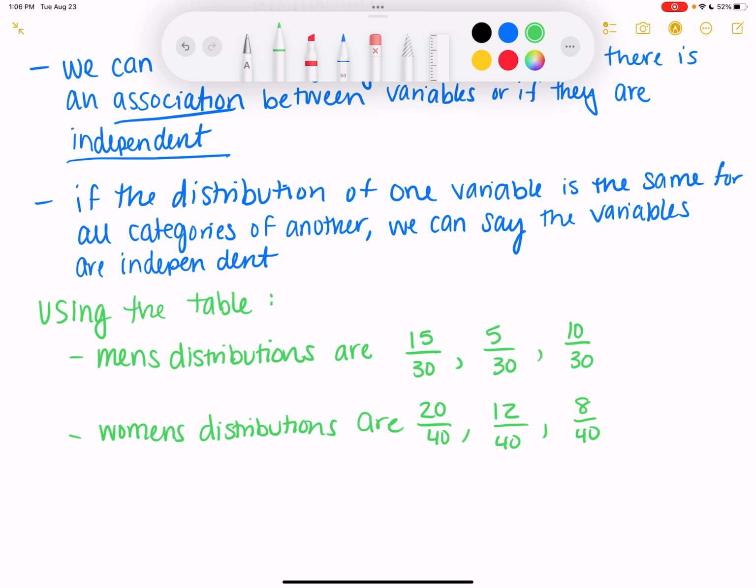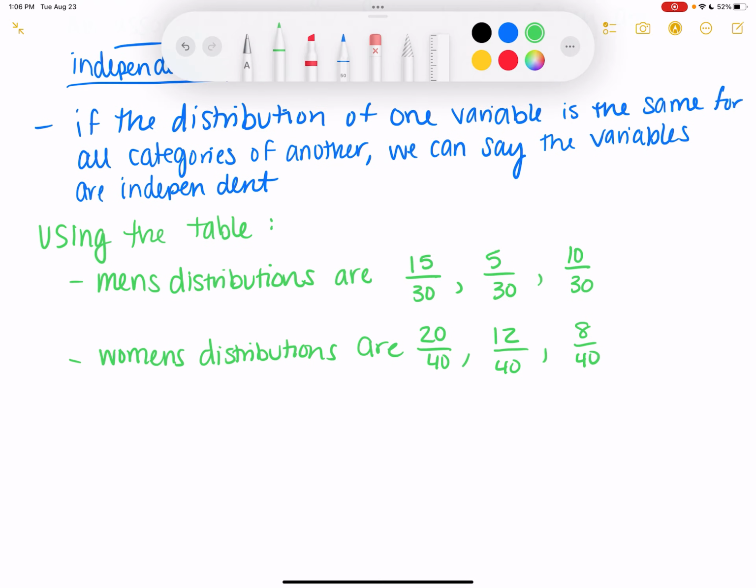So if the proportion for men that choose chocolate and women that choose chocolate are the same, that would be independent. But we're looking across the board. If they're different, then it's not independent. If they're the same, then it is, and they would all have to be. And when I say the same, I mean within like a percentage of each other, because sometimes with rounding it might be a little bit off.